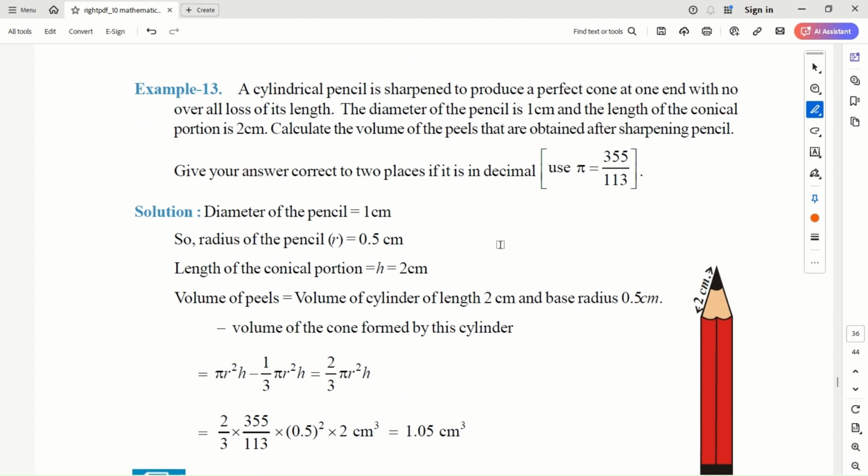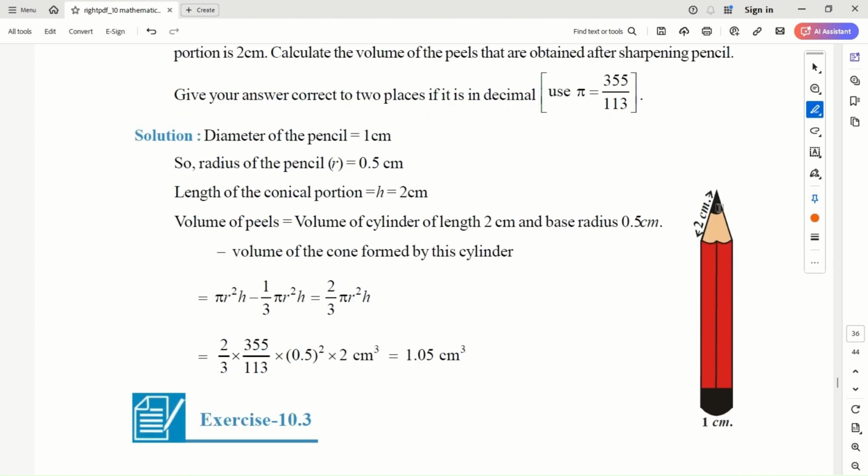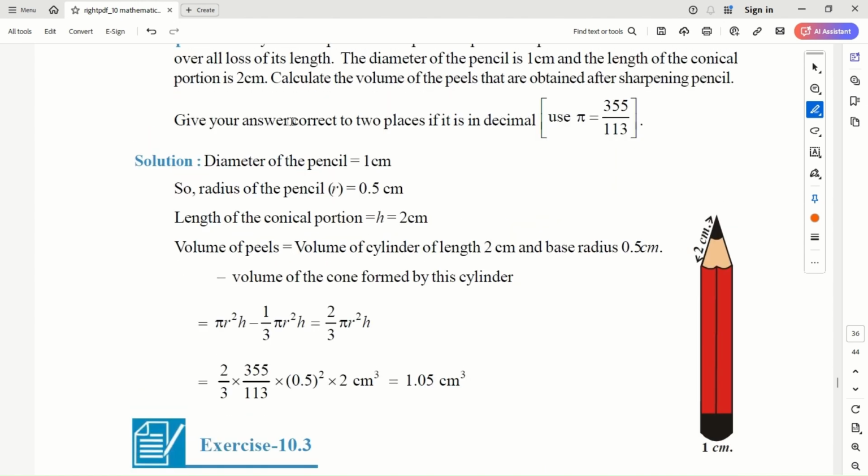A cylindrical pencil is sharpened to produce a perfect cone at one end, like this, with no overall loss to its length. Length is the same, but it has become a cone at one end. The diameter of the pencil is 1 centimeter and the length of the conical portion is 2 centimeters. Calculate the volume of the peel that is obtained after sharpening the pencil. Initially it was a cylinder, so from the cylinder we are chopping the cone volume out, correct?